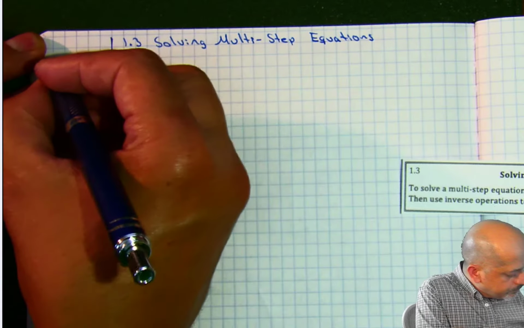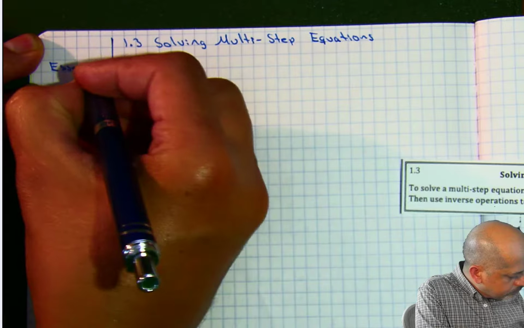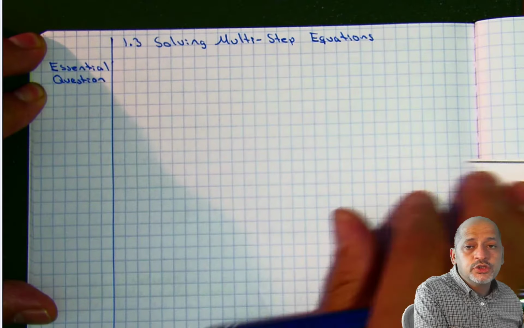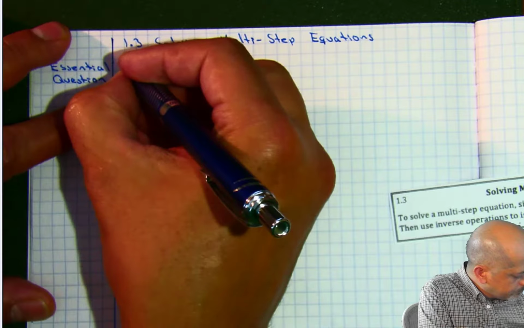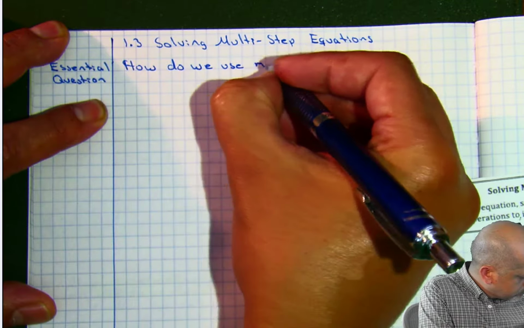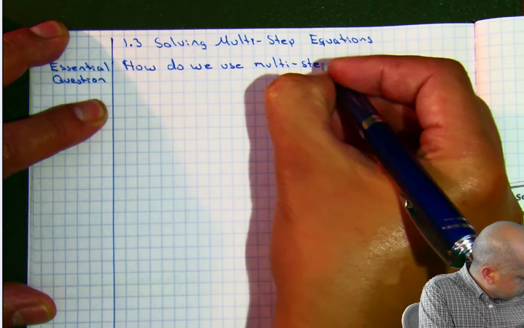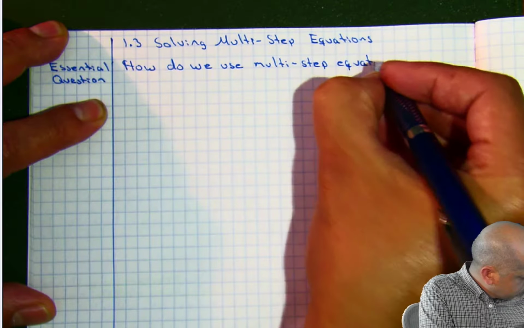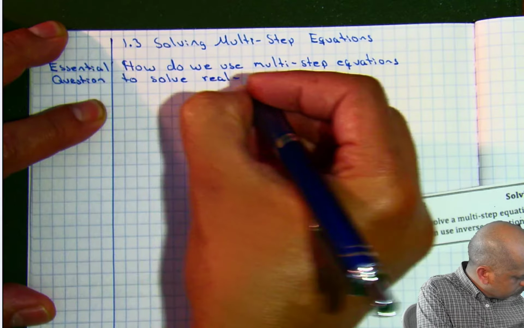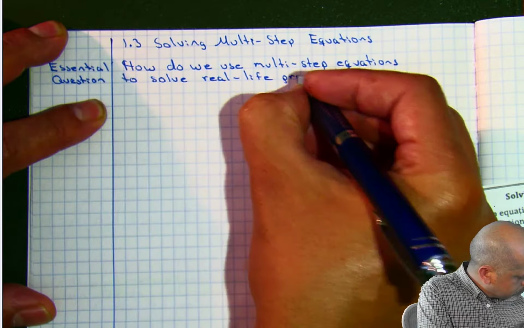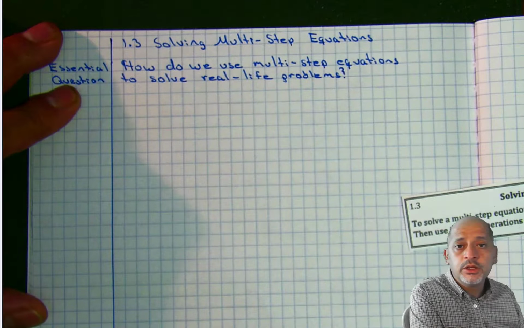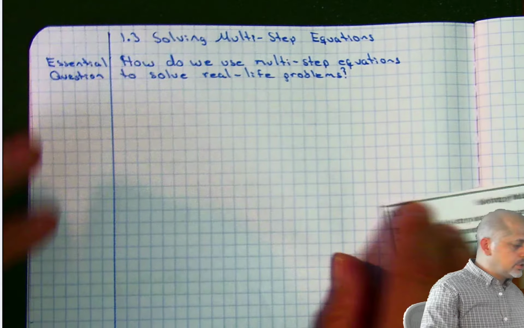Your essential question for today is, how do we use multi-step equations to solve real-life problems? And that'll be the last example. But in order to be able to get there, we need to continue to learn more challenging problems. So you should have your card.